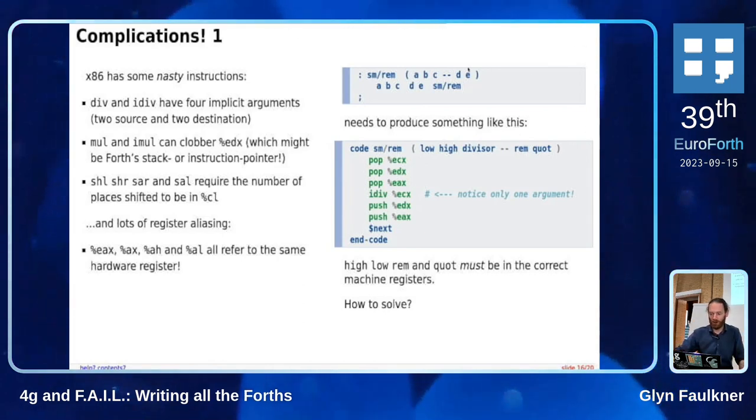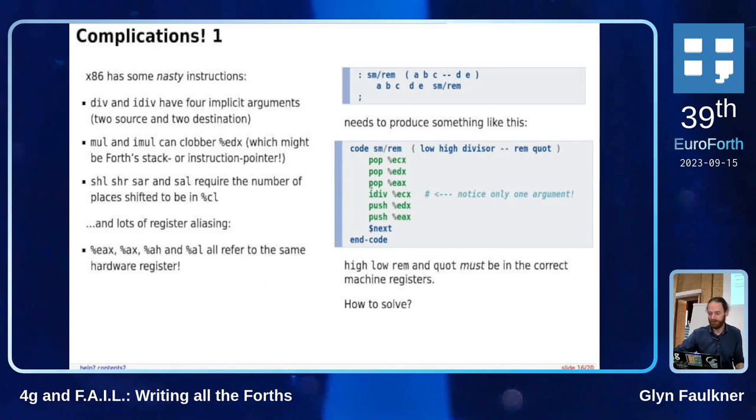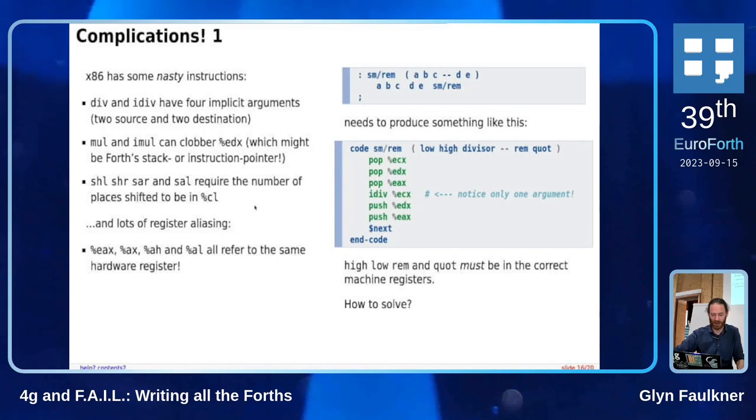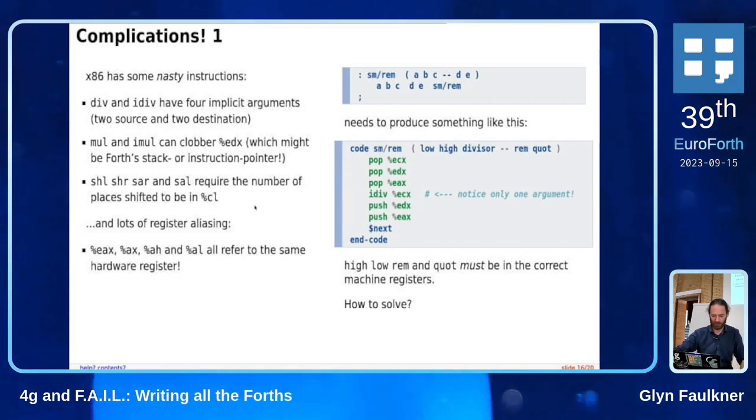And so how on earth do you get from the F.A.I.L. representation of this to the desired machine code representation? This is the point at which I went down the deep, dark rabbit hole of register allocation. Up until this point, things have been pretty trivial. You've got the issue of register aliasing on x86 as well, but I'm going to mostly skip over that because it was a less interesting problem to solve.